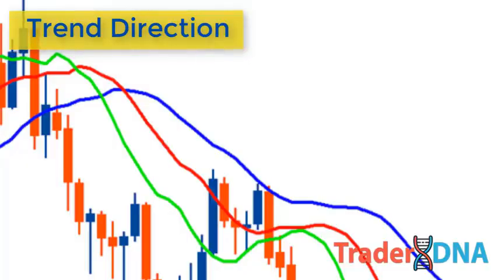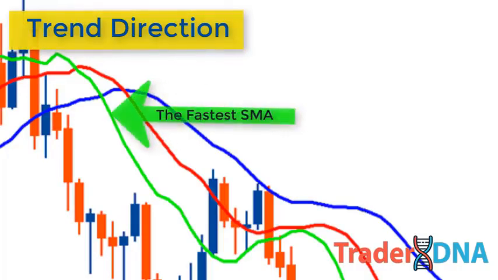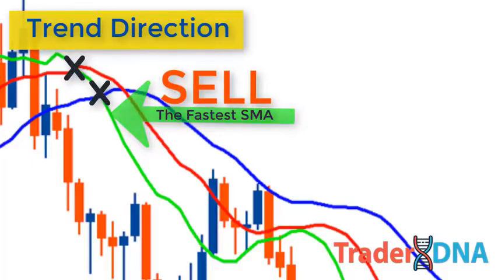You can learn the trend direction following the fastest, or green, moving average. If it crosses other lines from top to bottom, it's a signal to sell. When it breaks above both moving averages, it's a signal to buy.